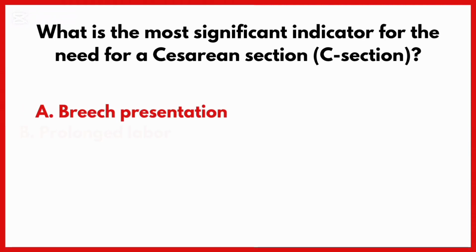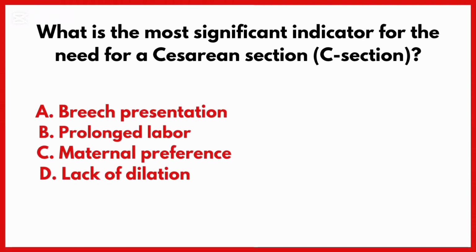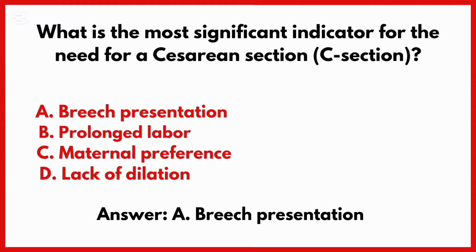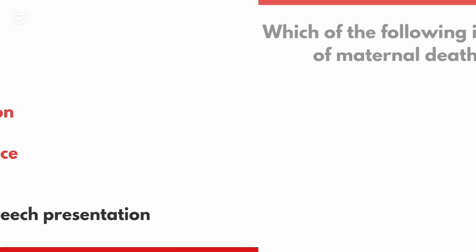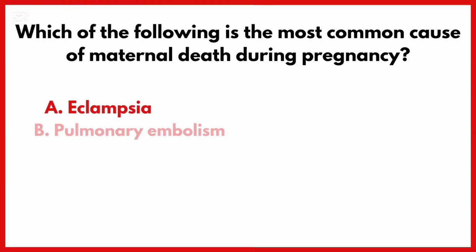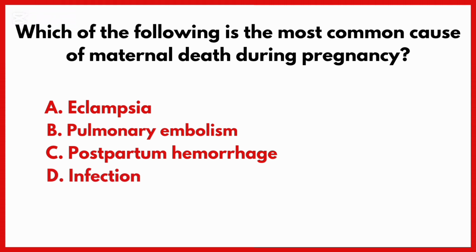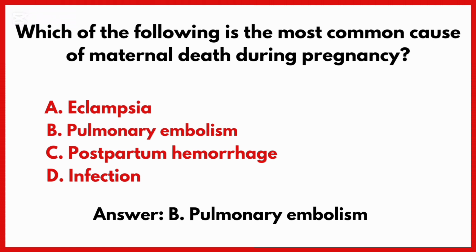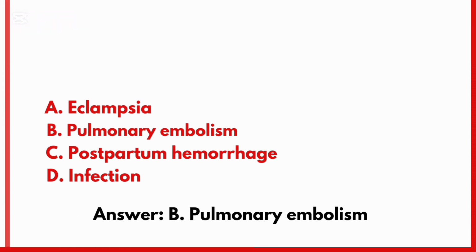What is the most significant indicator for the need of a cesarean section? Correct answer is option A, breech presentation. Which of the following is the most common cause of maternal death during pregnancy? Correct answer is option B, pulmonary embolism.